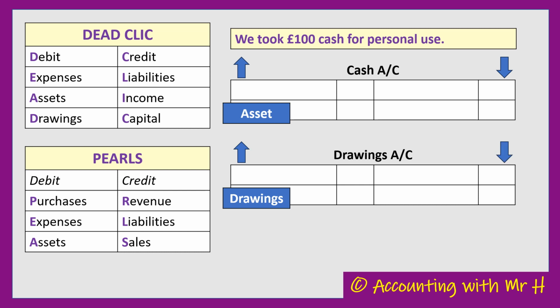So we took £100 cash, so that has reduced the asset of cash, so that needs to go on the credit side. But we now have got more drawings. At the moment, the drawings account is empty, so I need to record the fact that we've now started taking some drawings, and so we need to increase the value of the drawings, so it's got to be recorded on the debit.